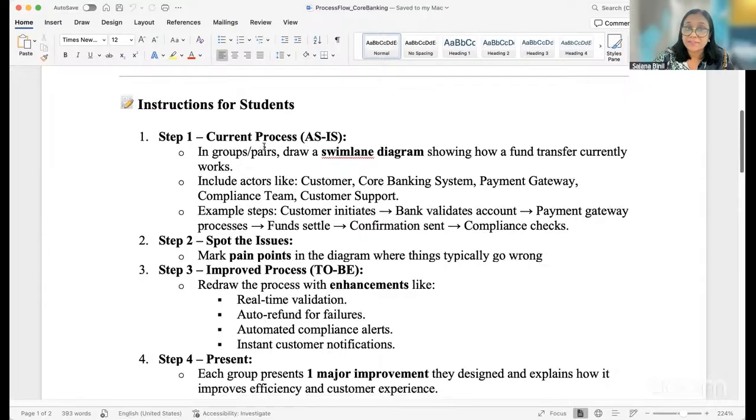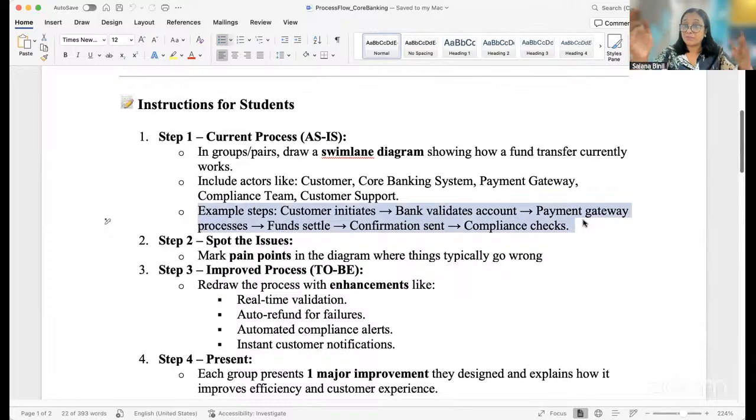Now, step one is given. Okay. Now, we are not going to split into groups. We are going to do it together. But draw a swim lane diagram showing how a fund transfer currently works. This is based on our knowledge, okay? So I have given all the instructions you need to start with a process model diagram. You start off using actors like customer, your core banking system, payment gateway, compliance team, and customer support. Steps are also given here.